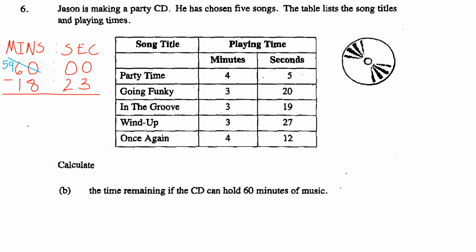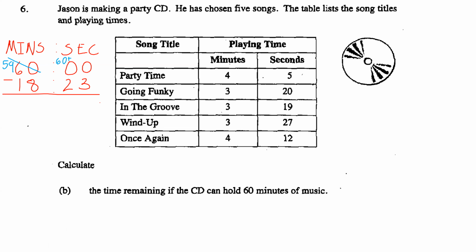So now we have 59 minutes. And remember, we borrowed a whole minute. If we borrowed a whole minute, we know that 60 seconds is a minute. So it's going to be 60 seconds, plus 0. Why? Because we borrowed a whole minute, and 1 minute is 60 seconds. Now we can do our subtraction.